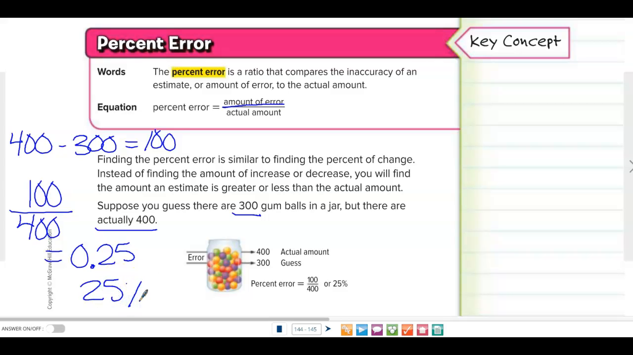Okay, we will do another example. But it's very similar to percent of change. Sorry.